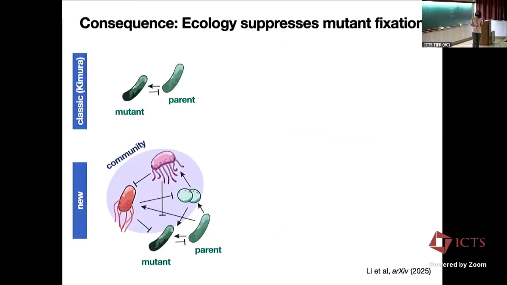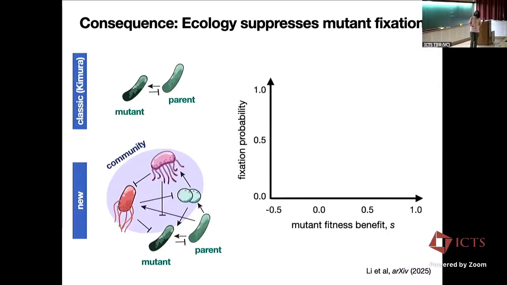And then finally, in my last minute, I'll just tell you one qualitative consequence of this whole picture of having ecology in the fixation dynamics of the mutants, which is that the presence of ecology strongly suppresses the fixation of even beneficial mutants. So to show you that, let's go back and plot this plot that we made a few minutes ago. So we're plotting the fixation probability of a mutant as a function of its fitness benefit. Negative values means the mutant grows slower than the parent. Positive values means it grows faster than the parent.